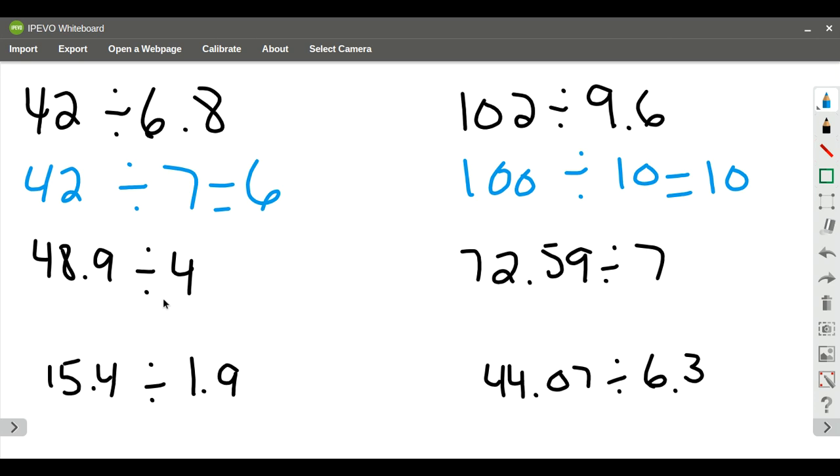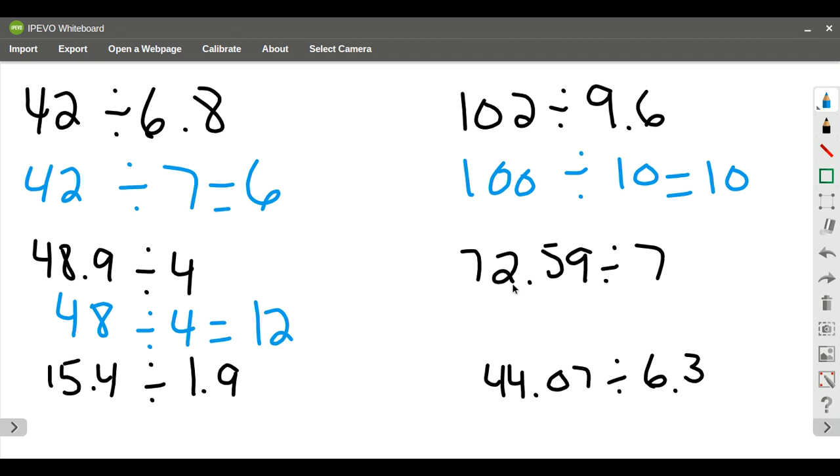Okay, 48.9 divided by 4. I'm actually going to leave the 4 alone. And then the 48.9, I'm going to round it down to 48 and use a compatible number. So when I do 48 divided by 4, my answer is going to be near 12. Notice each time I'm showing my thinking by writing the equation. So you need to make sure that you write your equation for your estimation so I can see whether or not you used compatible numbers or you're using rounding.